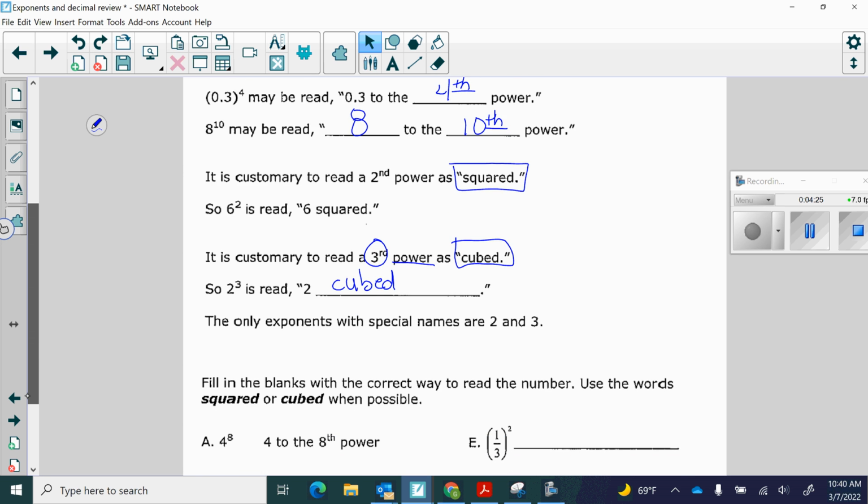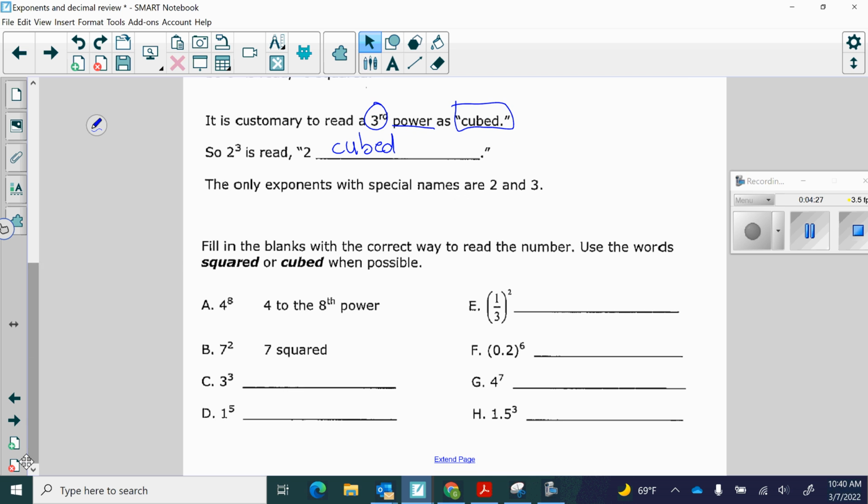So let's look at the examples at the bottom. They gave us 4 to the 8th power and wrote it in words how we would read it. 4 to the 8th power. Then they gave us 7 with an exponent of 2, and how would we read that? We would say 7 squared. So I want you to do C through H, write it in words how you read that power. How would you read that base with that exponent? You have about 2 minutes to get this done.